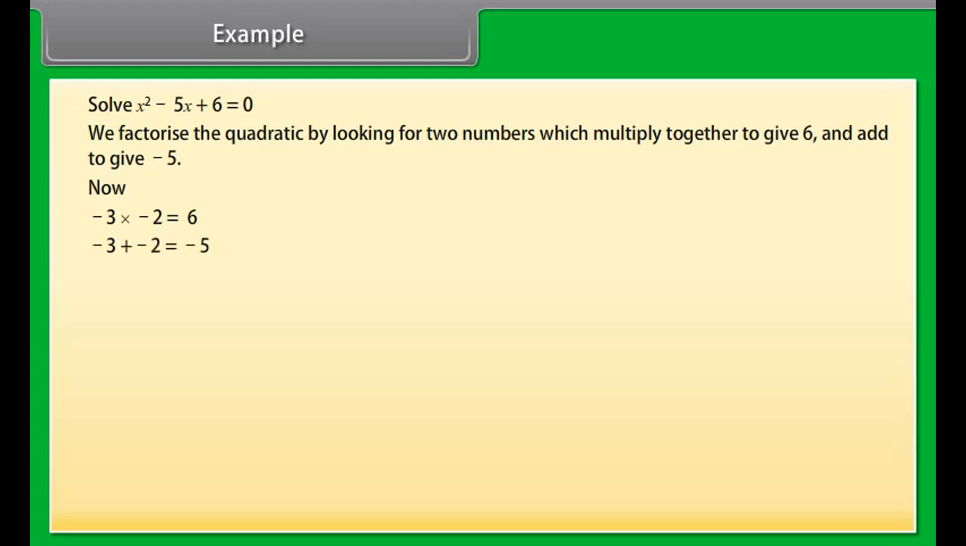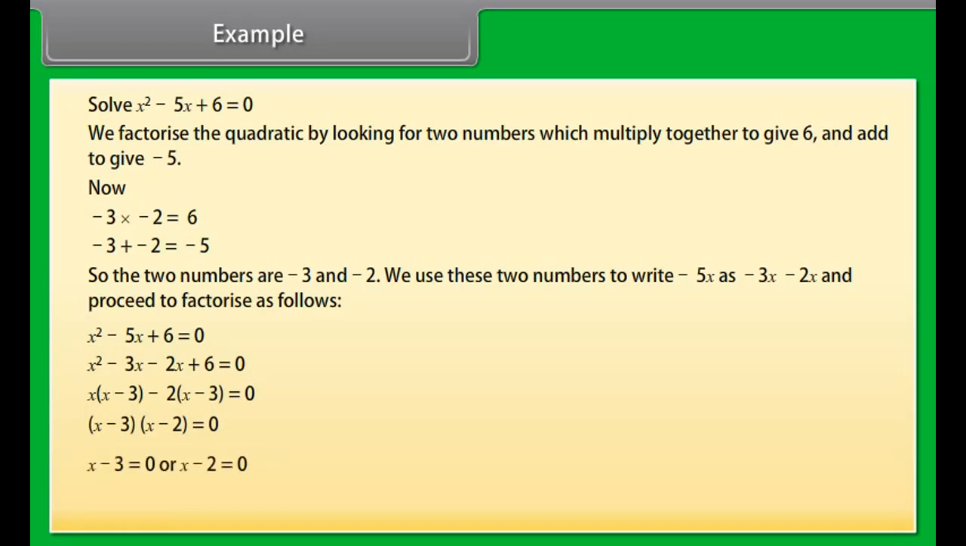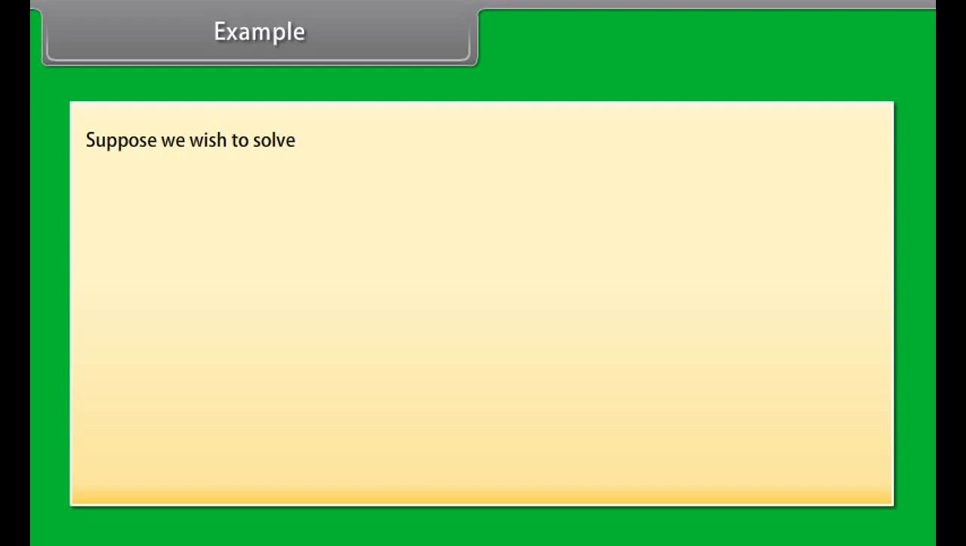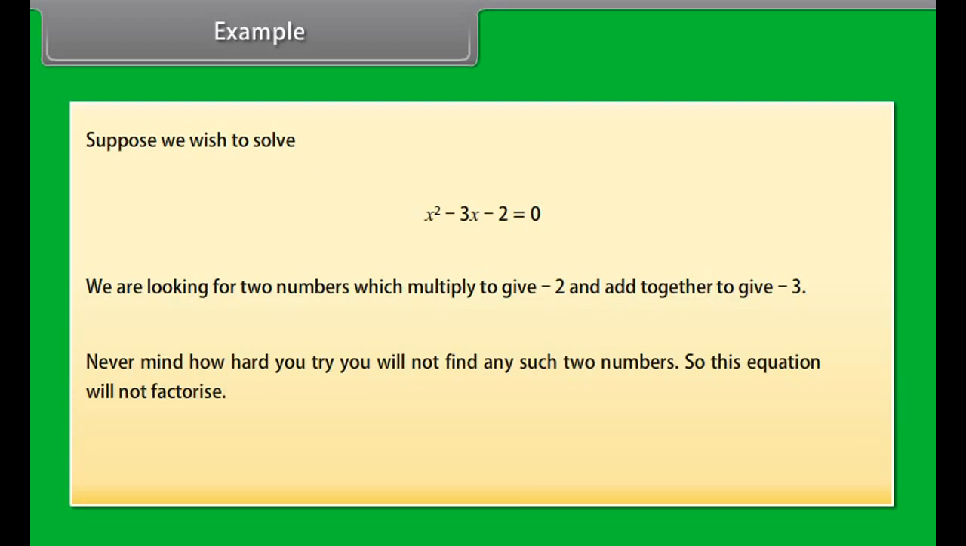Example. Suppose we wish to solve x square minus 5x plus 6 is equal to 0. We factorize the quadratic by looking for two numbers which multiply together to give 6 and add to give minus 5. Now minus 3 into minus 2 is equal to 6 and minus 3 plus minus 2 is equal to minus 5. So the two numbers are minus 3 and minus 2. We use these two numbers to write minus 5x as minus 3x minus 2x, and proceed to factorize as follows. From which, x minus 3 is equal to 0, or x minus 2 is equal to 0, so that x is equal to 3, or x is equal to 2. These are the two solutions.